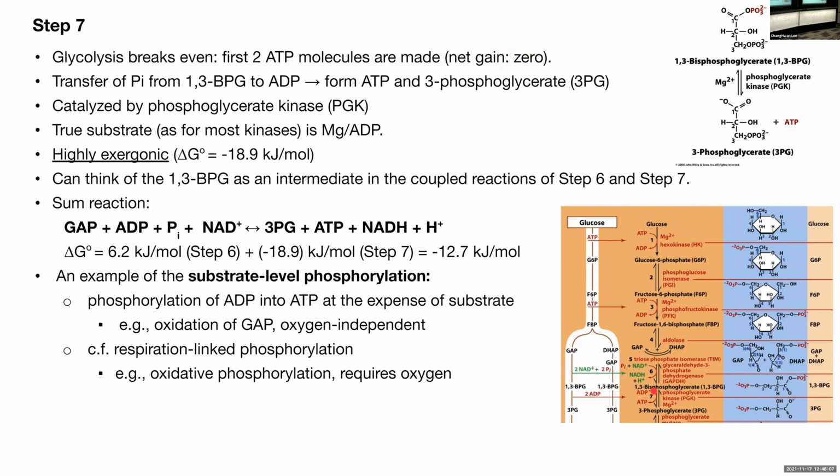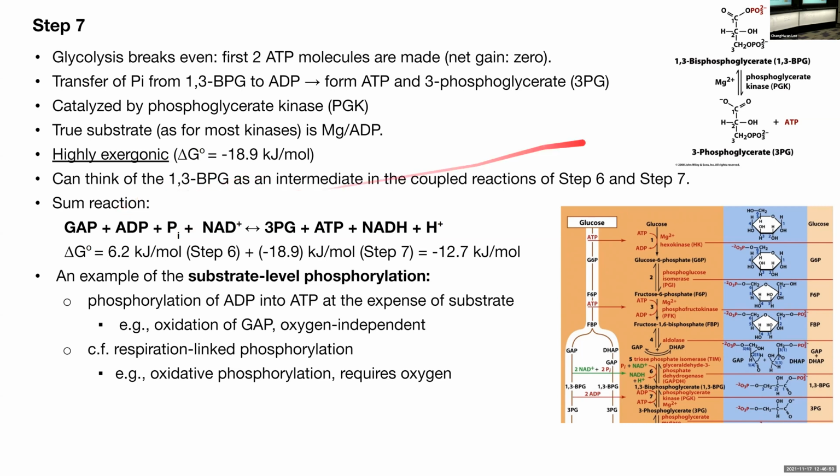And here's the ADP to ATP. And these are 2 molecules again, because there are 2 legs of this downstream pathway of glycolysis. And this is simply the transfer of this inorganic phosphate from 1,3-BPG to ADP. And this reaction is catalyzed by phosphoglycerate kinase, or PGK. And its true substrate is, again, not just simply ADP, but ADP with magnesium cations. And it's a highly exergonic process, as delta G has a negative value.